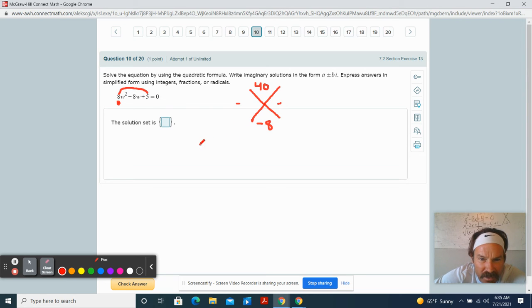So here's the quadratic formula. Let me just write it down here. It's -b, I'll tell you what these a's, b's, and c's are, plus or minus the square root of b squared minus 4ac. This is all underneath the square root sign. And all of this is over 2a.